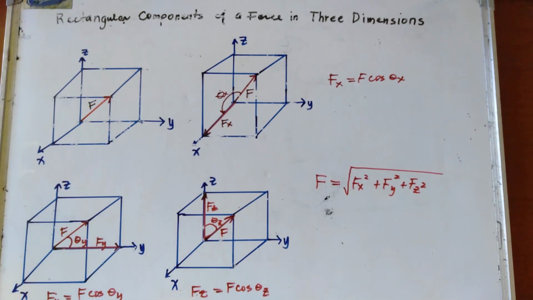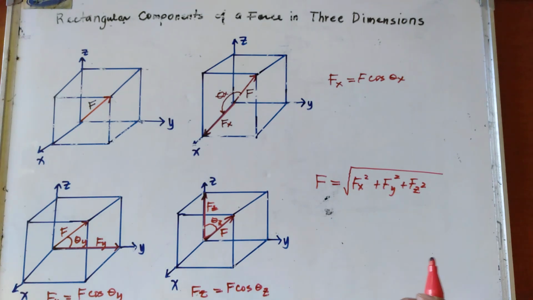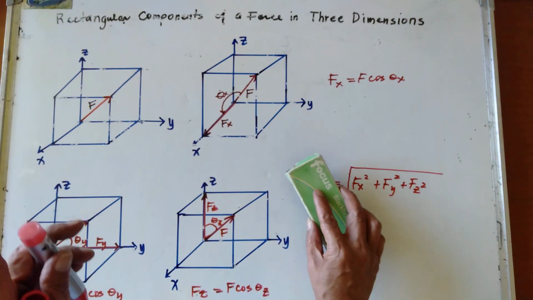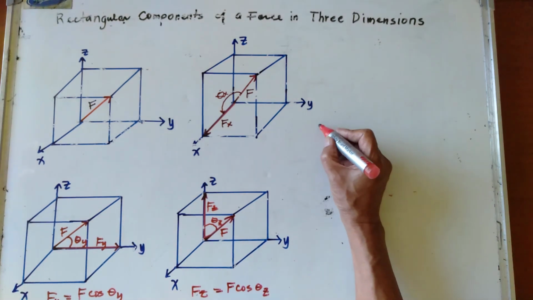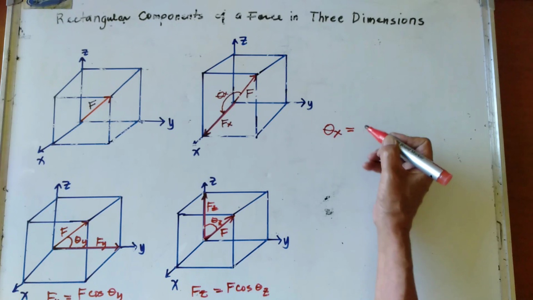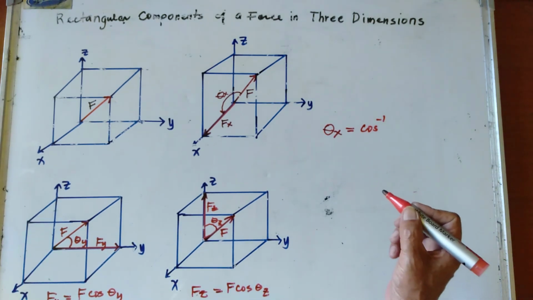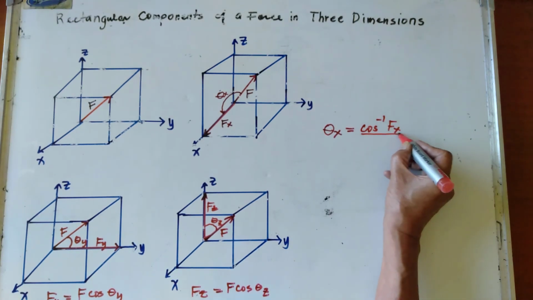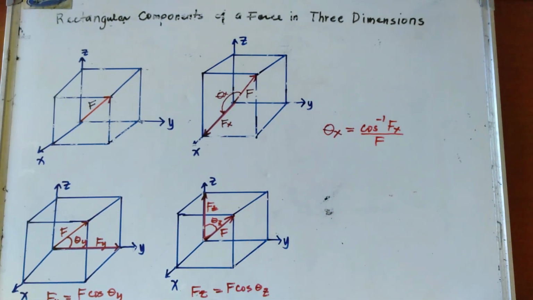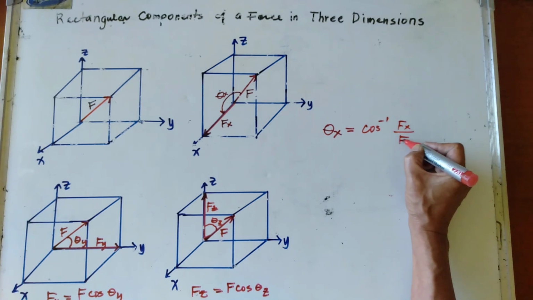Now, let us determine the angle that the vector F makes with the coordinate axes. We have theta x equal to the arc cosine of the component of that vector in the x-axis all over the magnitude of the vector F. So that is the arc cosine of Fx all over the magnitude of F.